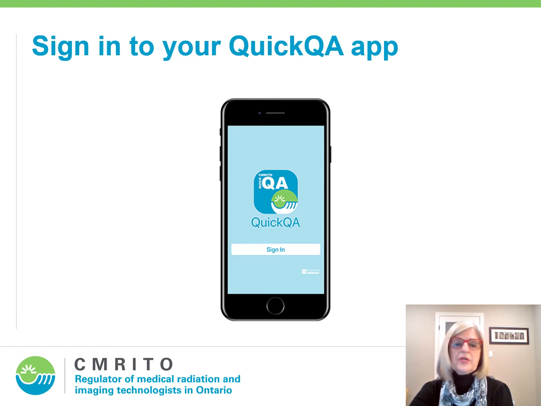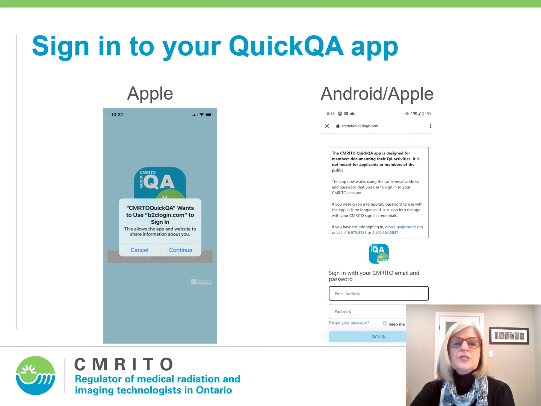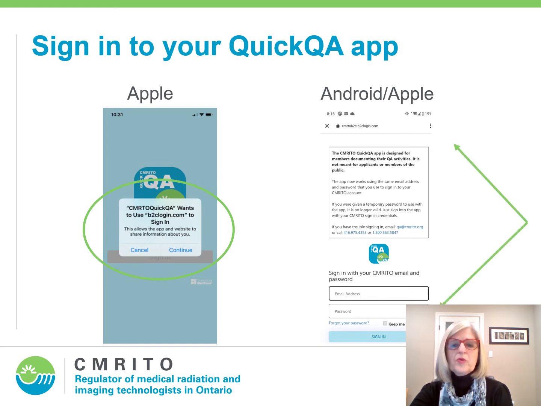Once you've downloaded it, click the Sign In button. So on the Apple device, you will get this message, and it will ask you if you want to continue. So just click Continue. On the right-hand side is what the sign-in page looks like for both devices. So just use your MAP sign-in and away you go.